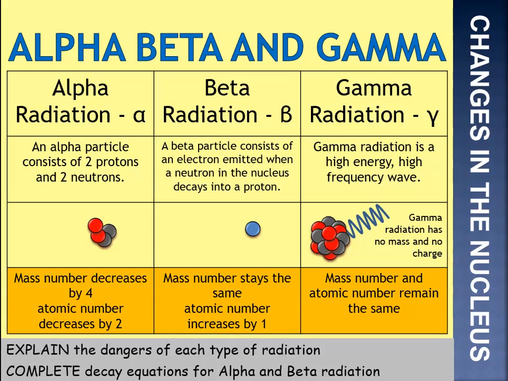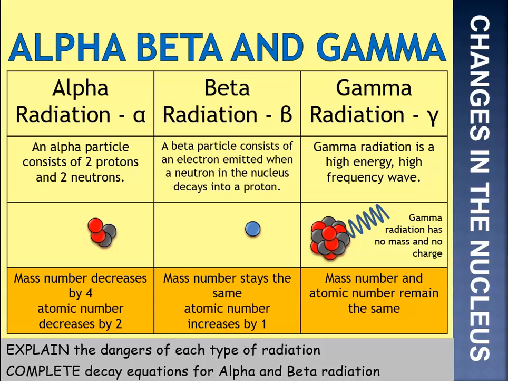Okay, as a brief recap, there's our alpha, beta and gamma radiation. Just to make sure we know, alpha particles are 2 protons and 2 neutrons. Beta particles are an electron, and that's emitted when a neutron in the nucleus decays into a proton and an electron. And gamma radiation is a high energy, high frequency wave. It's the bottom one we are concerned with today.